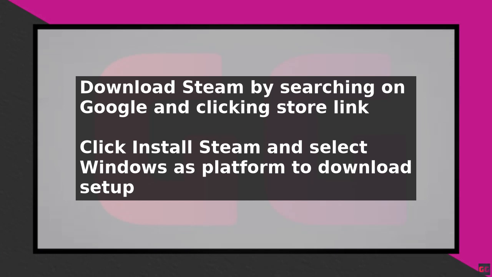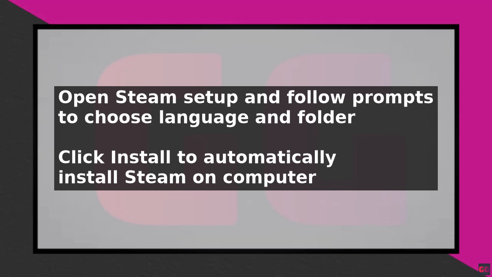On the Steam website, click the Install Steam button. Select your platform, in this case, Windows, and click Install Steam again. This will download the Steam setup. Open the Steam setup, and follow the prompts. Click Next, select your language. Click Next again, and choose the destination folder for the Steam installation. You can leave the default settings or change them as desired. Click Install, and Steam will automatically install on your computer.